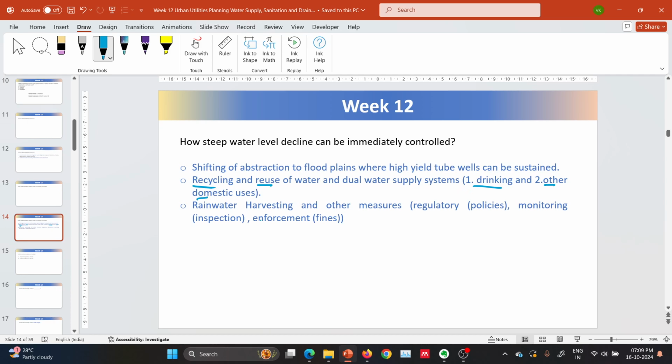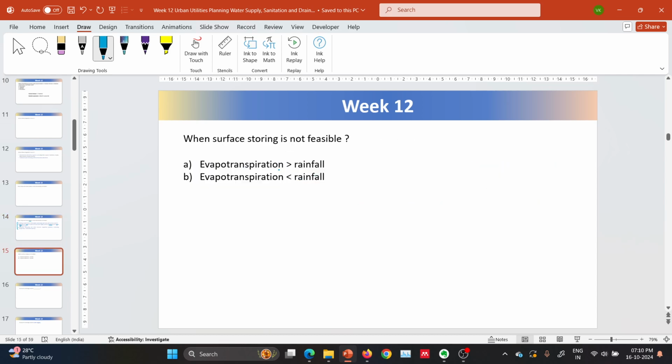And third, we can do rainwater harvesting and other measures which can be implemented through regulatory monitoring and enforcement. Regulatory means we can provide policies, monitoring means we can do some inspection, and enforcement can be done with the help of fines. If we can do these three things, then we can reduce the groundwater depletion. When surface storage is not feasible.